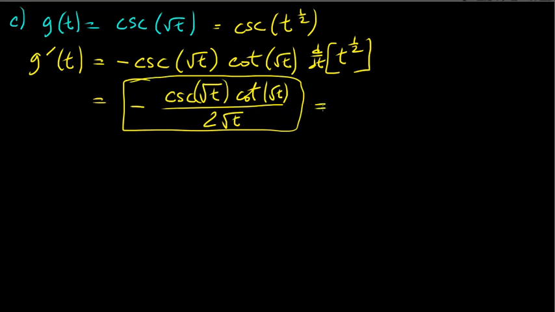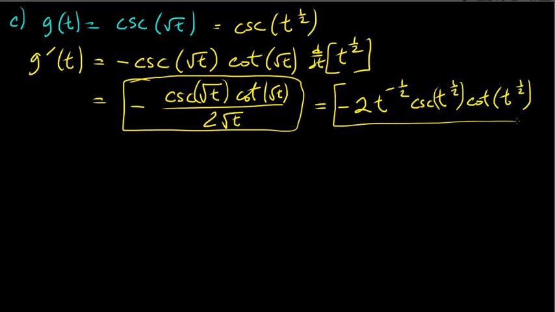So that's fine. If you insist on leaving it with these at t to the 1/2, then sure, you can write this as negative 2 t to the negative 1/2 cosecant of t to the 1/2, and then cotangent of t to the 1/2. And I would be perfectly happy with that too. It's not in the answer key, but it's a perfectly acceptable way of writing it.